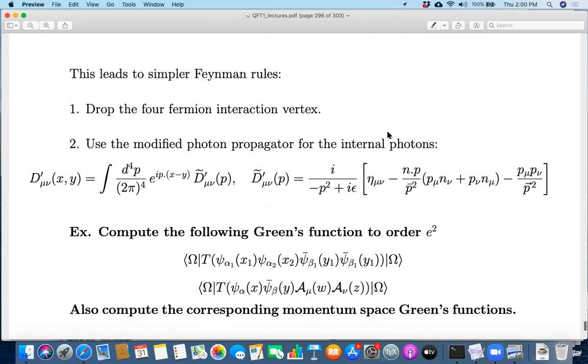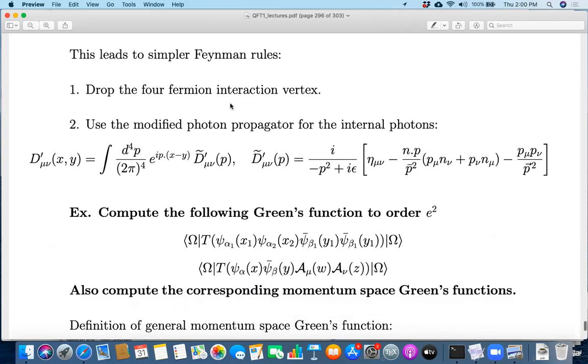So basically what it does is lead to simpler Feynman rules, which is that we can drop the 4 fermion interaction vertex, and for all the internal photons, we'll use the modified photon propagator, which I can call D prime mu nu, where D prime mu nu basically has the same structure as the original photon propagator, except that the n mu n nu term is absent.